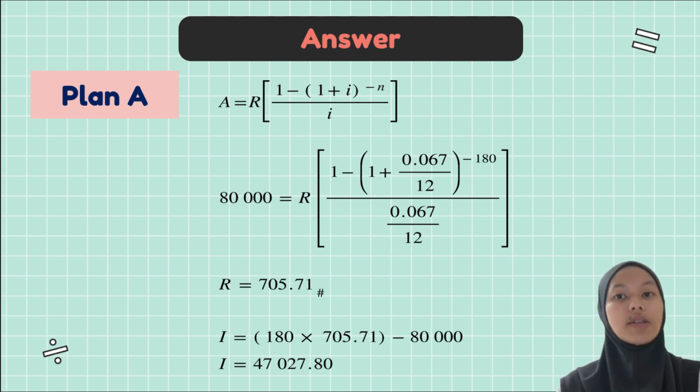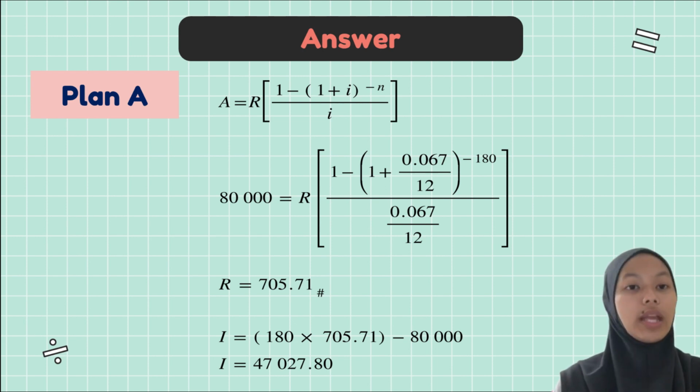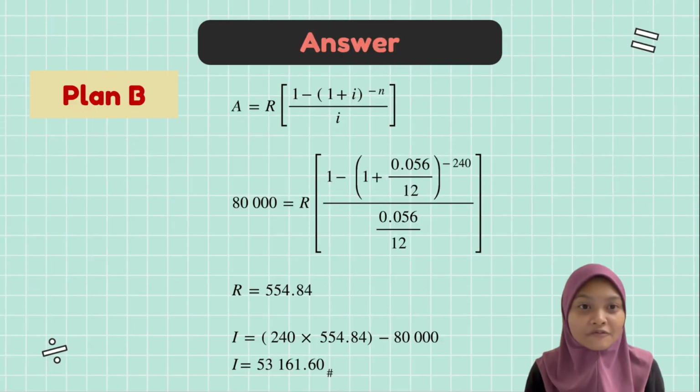So, the answer for R is 705.71. Now, we can find the interest, which is I equal to 180 multiplied by 705.71 minus 80,000, and the answer is 47,027.80.